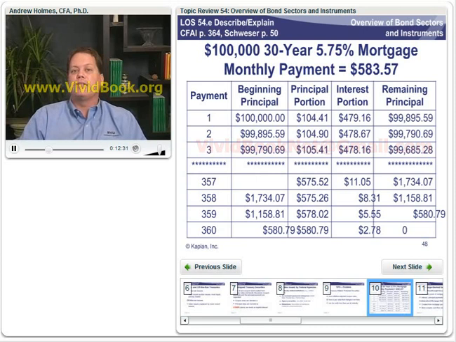Let's think of this as a residential mortgage. That is, we have an individual who has borrowed money to purchase his or her primary residence. The typical instrument used to finance that in the United States is a 30-year fixed rate mortgage, so 5.75% in this example over 30 years. And here we're going to use a principal value or a loan value of $100,000.